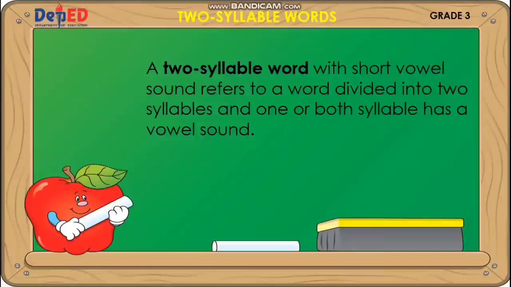Once again, class, a two-syllable word with short vowel sounds refers to a word divided into two syllables, and one or both syllables have a vowel sound.